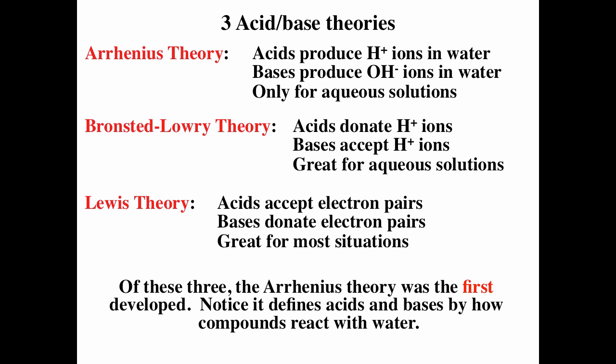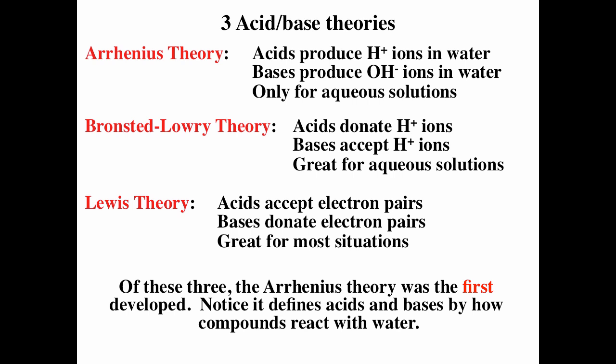And so the three acid-base theories that we'll talk about, now there's actually more than just three, but typically we'll talk about these three. They're the three main ones, the most common ones. There's Arrhenius theory, Bronsted-Lowry theory, and Lewis theory. Now Arrhenius theory was the first developed.